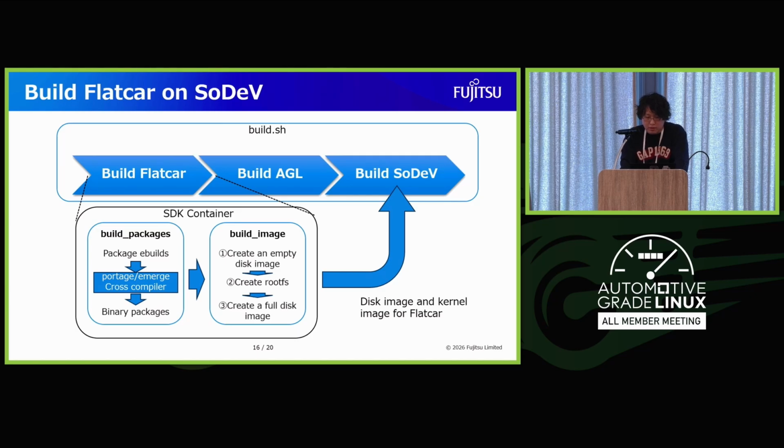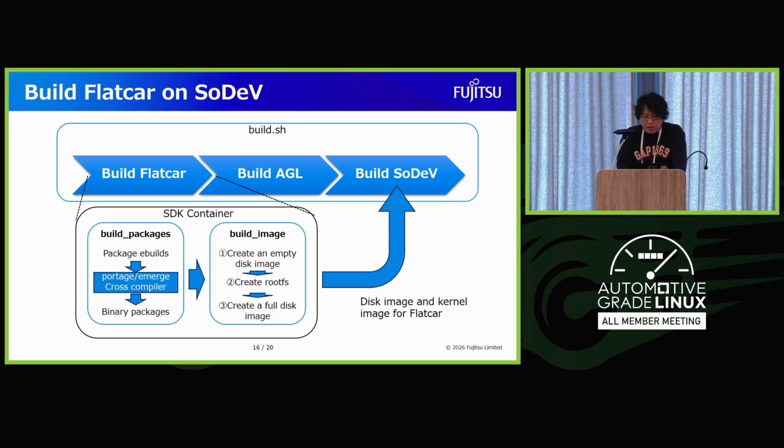In build packages, Portage builds packages according to ebuilds and generates binary packages. In build image, the binary packages are used to build the root reference and user partition. Then they are used to create the disk image. Finally, we use the generated disk image and the kernel image to build the Flatcar DOM-U.